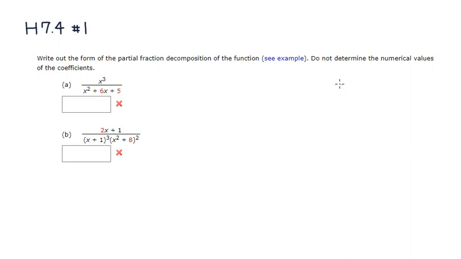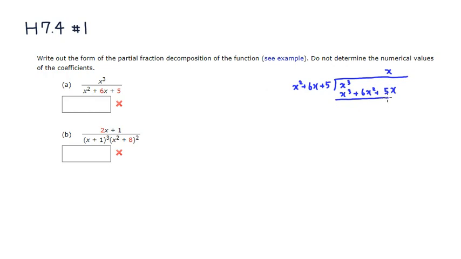So you can see x cubed. I'm going to do a long division by the denominator, in this case x squared plus 6x plus 5. How many x squared can we squeeze into x cubed? That's going to be x. Then you multiply x by x squared, so you have x cubed, plus 6x squared plus 5x.